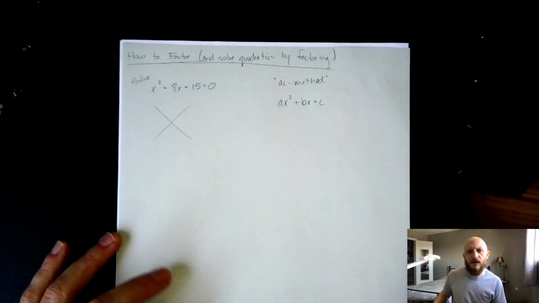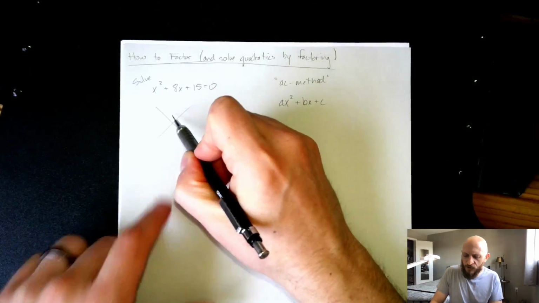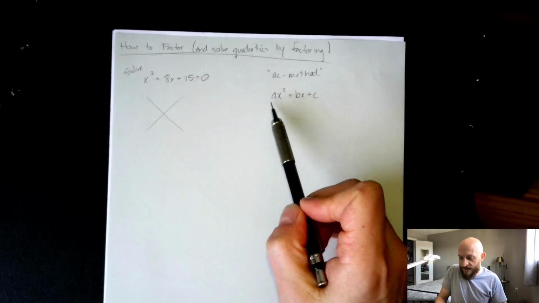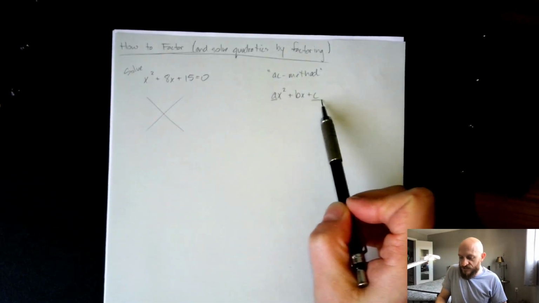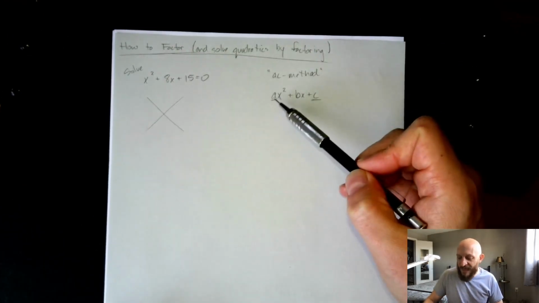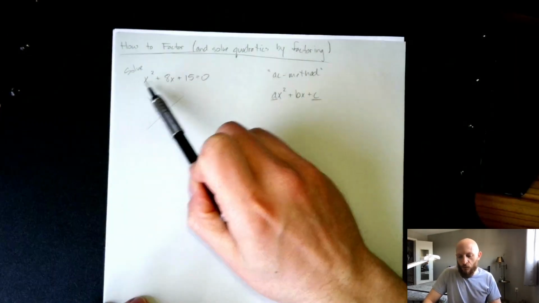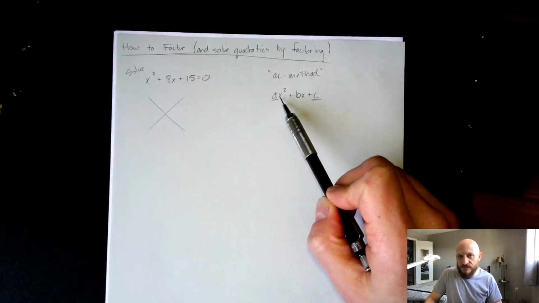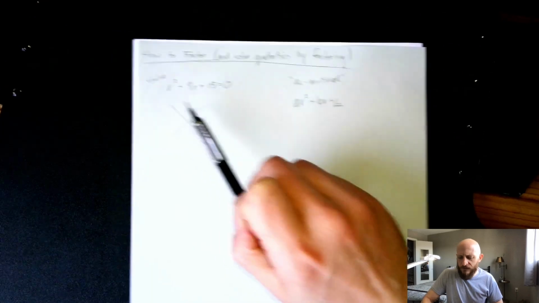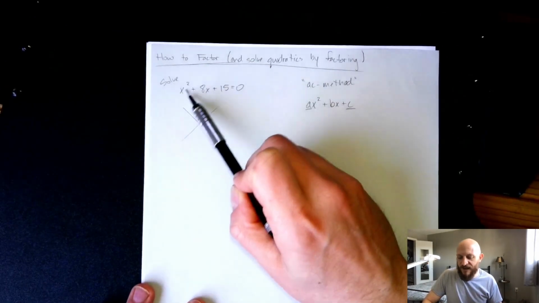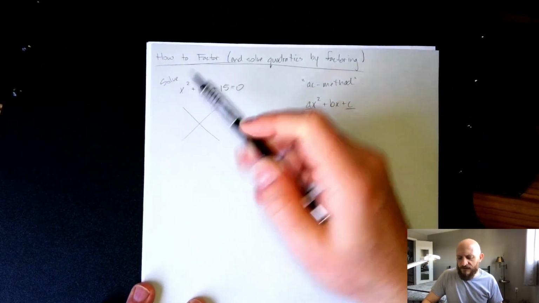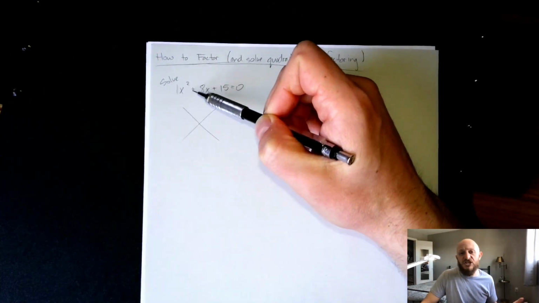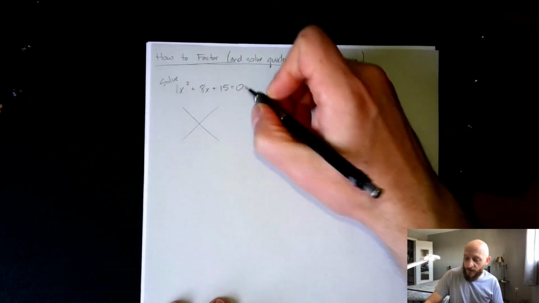You draw this little x. At the top, we're going to put the product of A and C. A and C come from the generic form of a quadratic. Regardless of the order that the quadratic is written, A is always the coefficient that is attached to x squared. In this case, we just have x squared here. There's actually an invisible 1 in front of it, and 1 times x squared is just x squared. So in this case, A is 1.